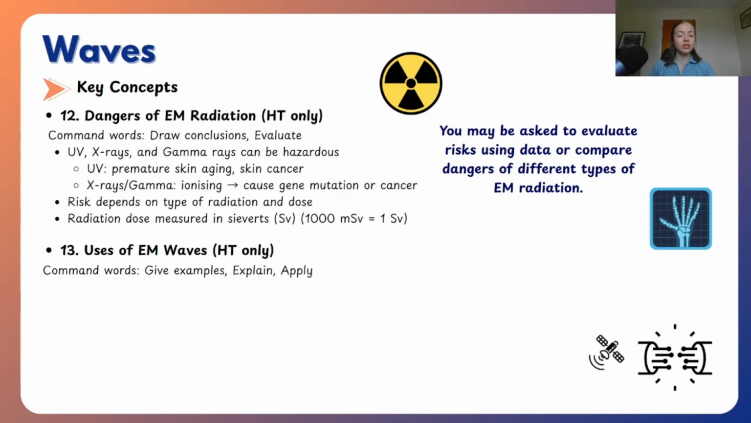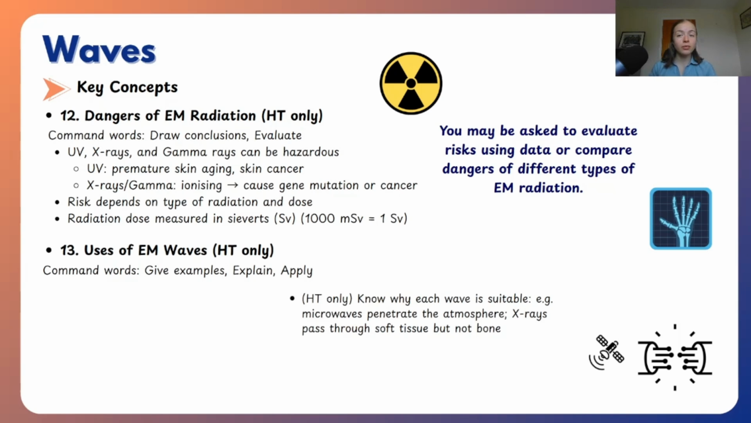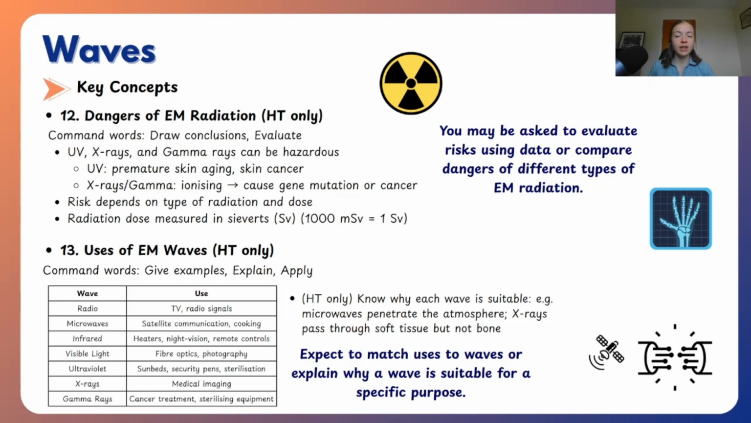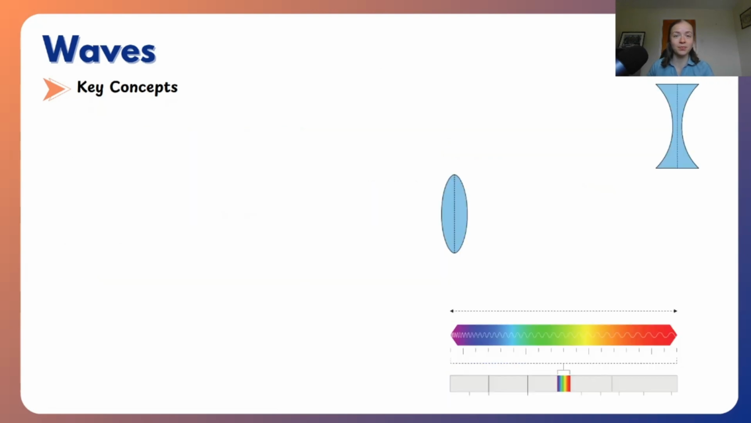As a higher tier student, you also need to know the following potential uses of electromagnetic waves. So you want to know why each wave is suitable for specific uses. So for example, radio waves for TV and radio signals, infrared for heaters, night vision and remote controls, X-rays for medical imaging, UV light for sunbeds, security pens and sterilisation, and basically just expect to match these uses on this table here, or just explain why a wave is suitable for a specific purpose. So it can be really helpful for this kind of question to have these sorts of tables with the different waves and their potential uses as well.